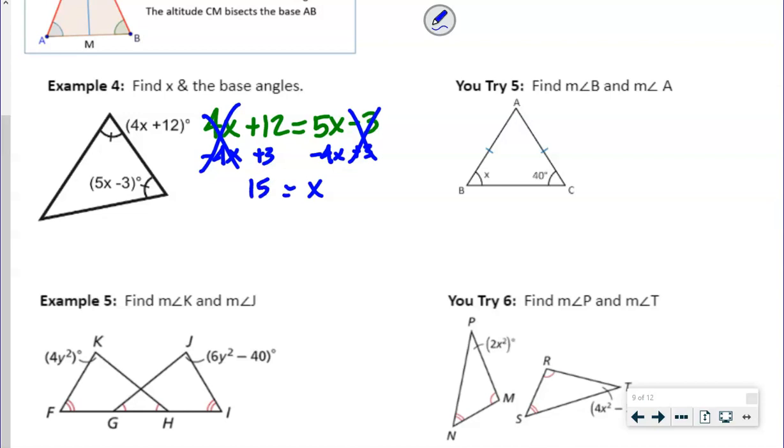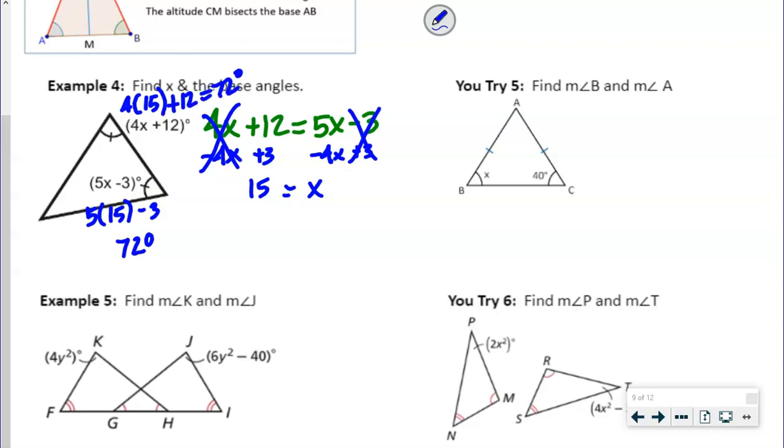So it says find x and the base angles, okay? That means we're going to put that 15 back in. So here we're going to say 5 times 15 minus 3. 5 times 15 is 75. 75 minus 3 is 72 degrees, right? Now, to make sure that I got the right answer, we could put it back up here too. So 4 times 15 is 60 plus 12 is also 72 degrees.